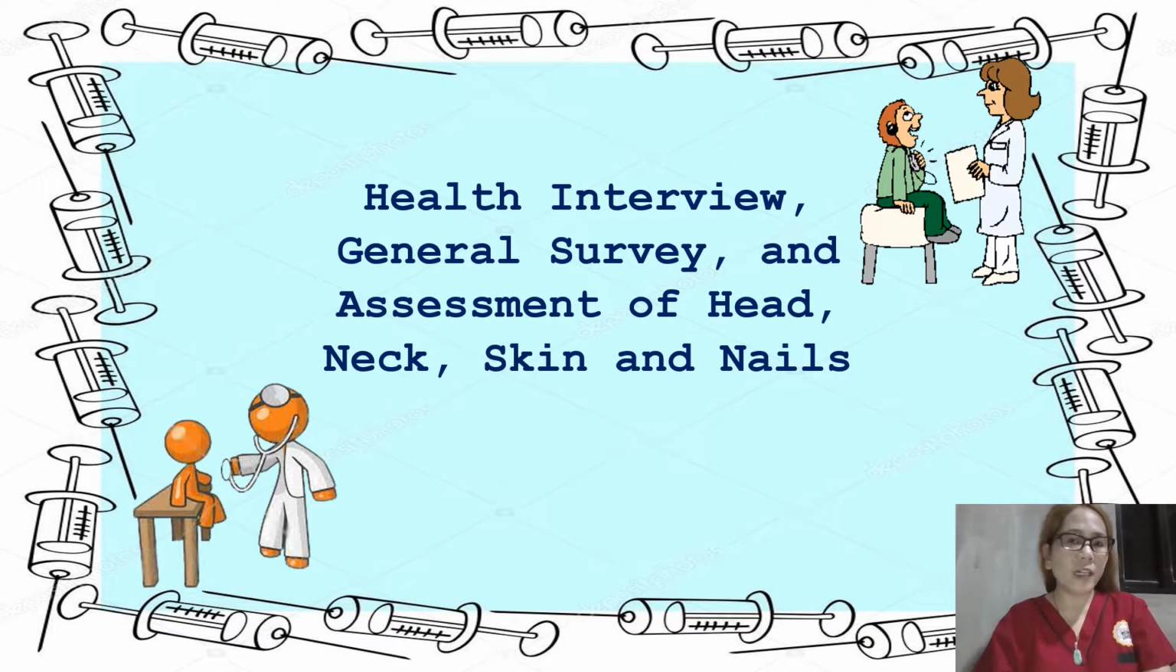Okay, so physical examination 1 includes the following: the health interview. Okay, that includes your general survey and assessment of the head. Of course, in assessing the head, it includes the eyes, the ears, the nose, the mouth, the throat, okay, and the neck. And under your physical examination 1 is your skin and nails assessment.